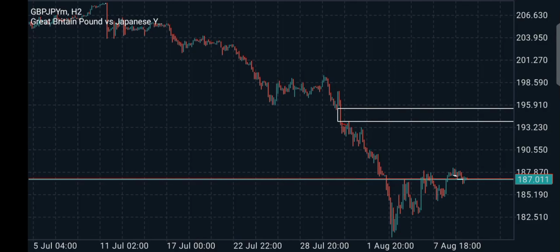Okay, so today guys, I'm going to be doing something on the Great Britain pound Japanese yen pair. That's GBPJPY.